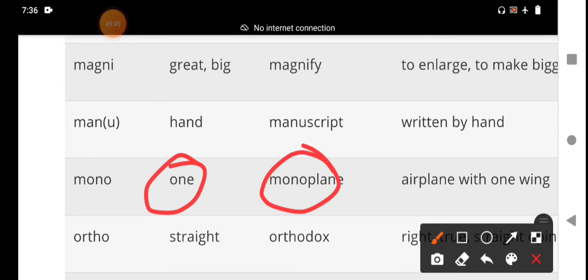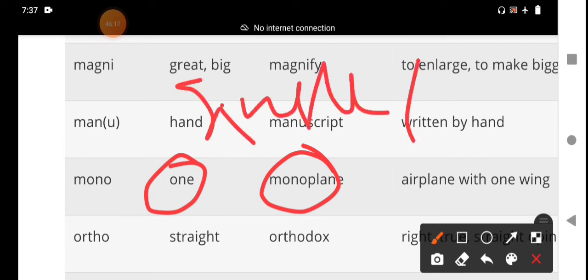Mono action. Monopoly. Aeroplane with one wing. Plane means aeroplane. Mono means one. An aeroplane with one wing is called a monoplane. The derived word mono is a root word. This root word means single. The meaning of single or only one, that is called mono.